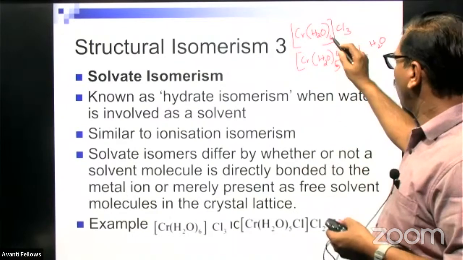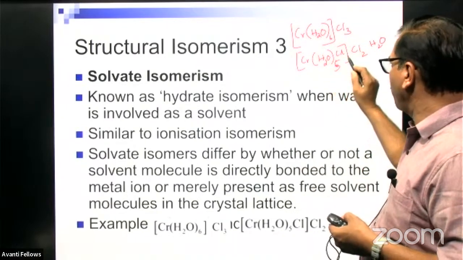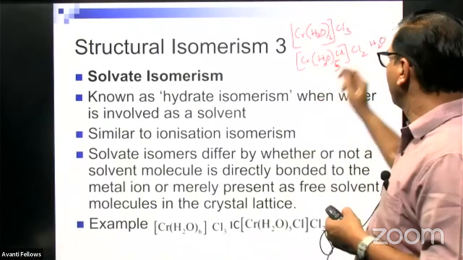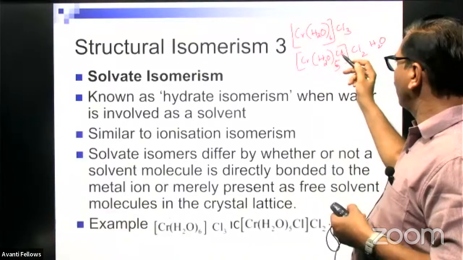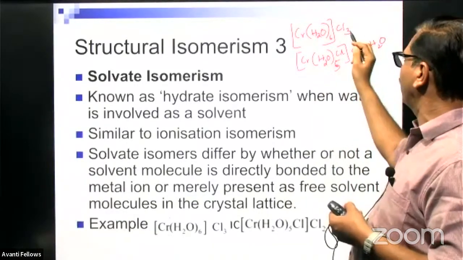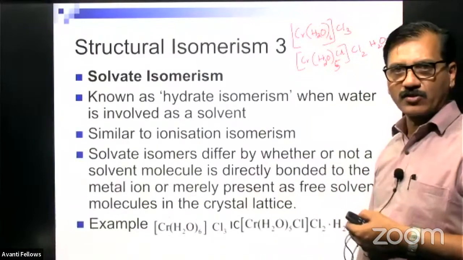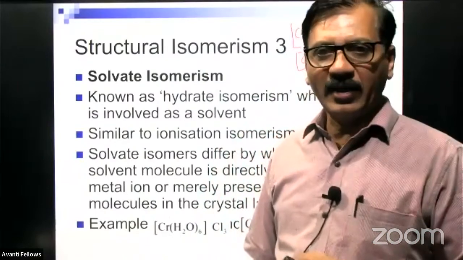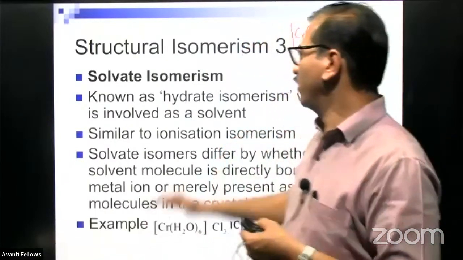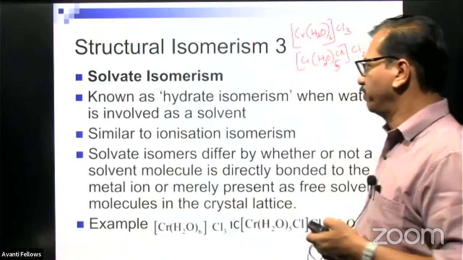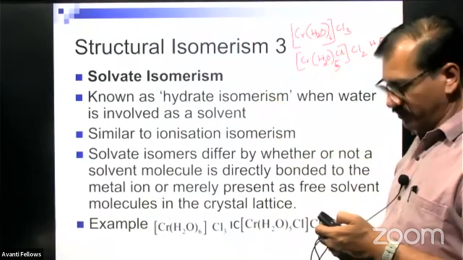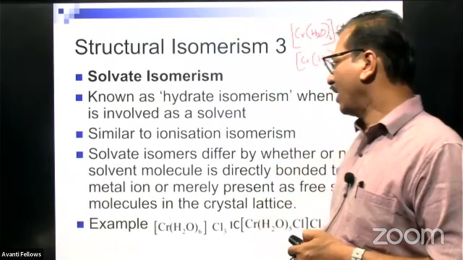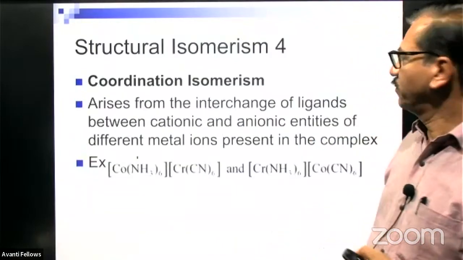So the coordination number is 6, and here also 5 plus 1, 6 only. Chromium has coordination number 6. But instead of 2 counter ions here, there are 3 counter ions there, chloride ions. So the number of solvate molecules acting as ligands is different. This leads to solvate isomerism, or hydrate isomerism when the ligand is water, or solvate isomerism for any other solvent.